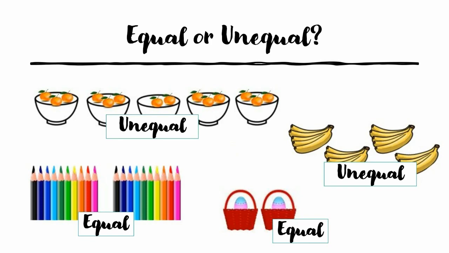Okay, hopefully you managed to understand what equal and what unequal means. Equal groups means when they all have the same amount. Unequal means when they do not have the same amount.